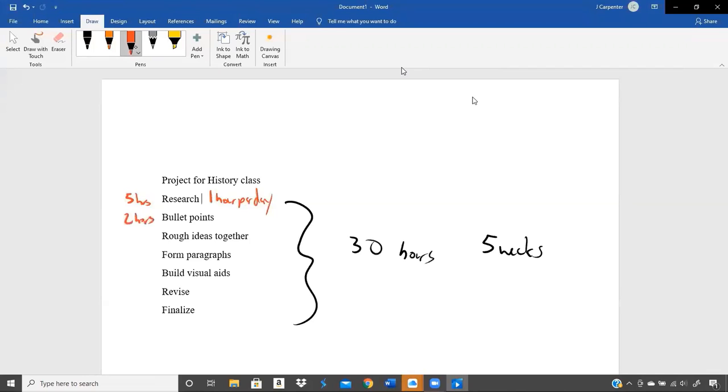And getting your rough ideas together, so you take your bullet points and you start building on that, maybe that's going to take you 3 hours. So now you're in week 2, and again, it's just 1 hour per day. So Monday and Tuesday, you're doing your bullet points. Then Wednesday, Thursday, Friday, you're putting your rough ideas together in organization.